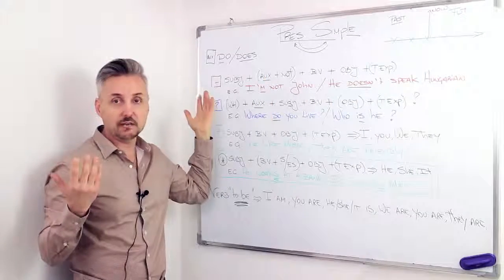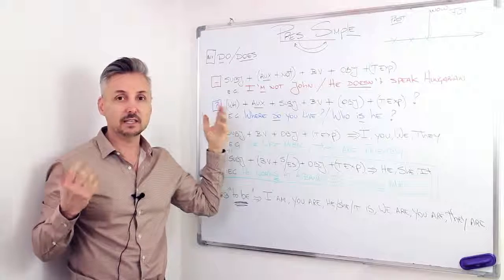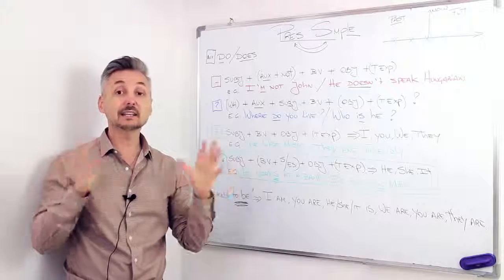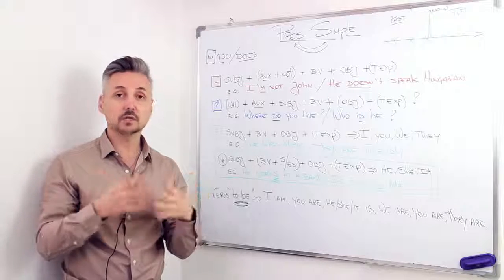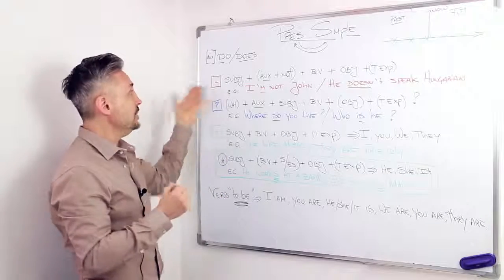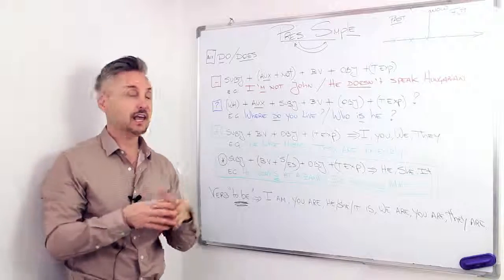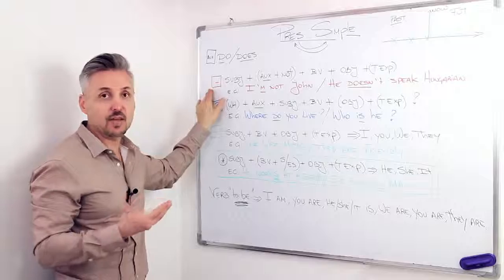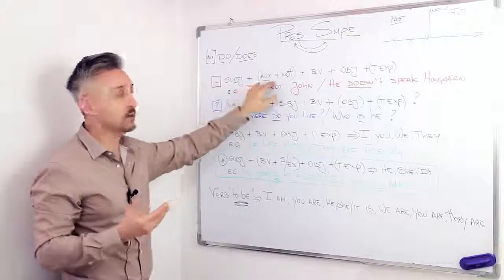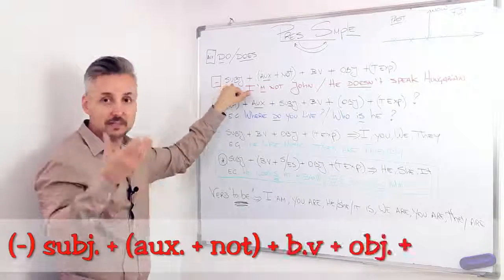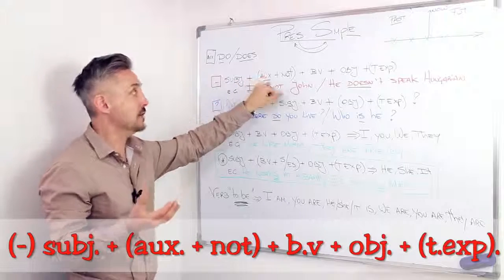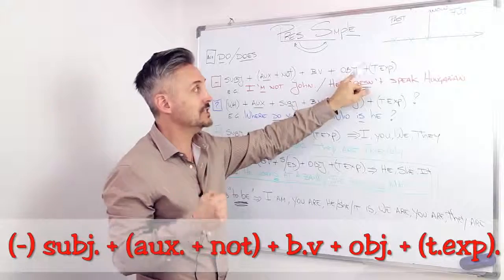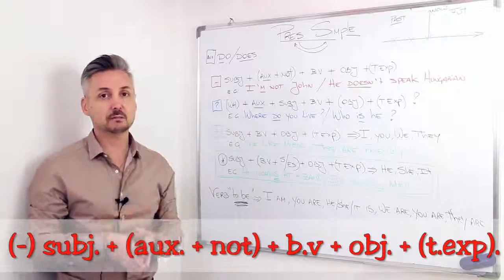We need an auxiliary. What kind of auxiliary in this case? Do or does? Yes, the auxiliary is an indicator of what tense we're speaking of. So if you look at the first type of sentence, it is a negative. And in the negative we need the auxiliary. So we have the subject first, then the auxiliary plus not, then the base of the verb, then the object, and maybe the time expression.